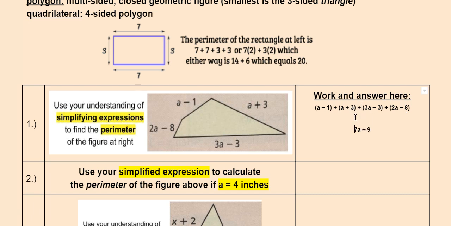Okay, so there's our simplified expression. We can't get more simplified than that. And that's all they asked you to do here, was simplify the expression. In question number 2, they asked you to take it a little further. They said, use your simplified expression to calculate the perimeter of the figure above if a equals 4 inches.